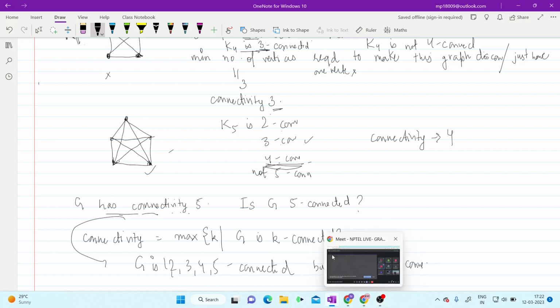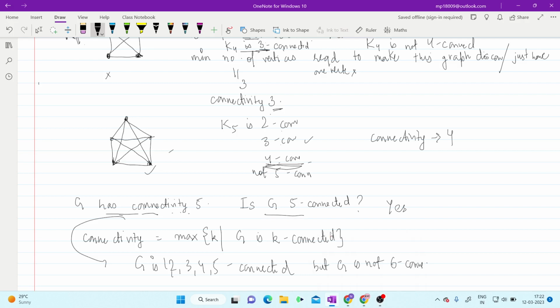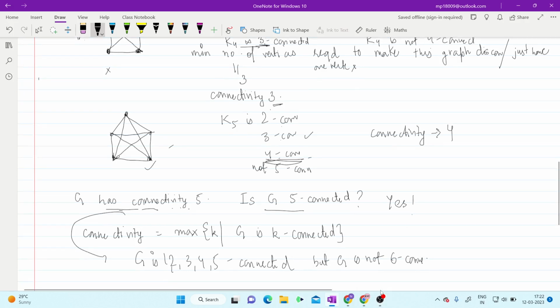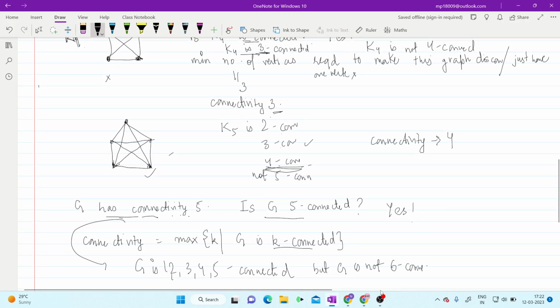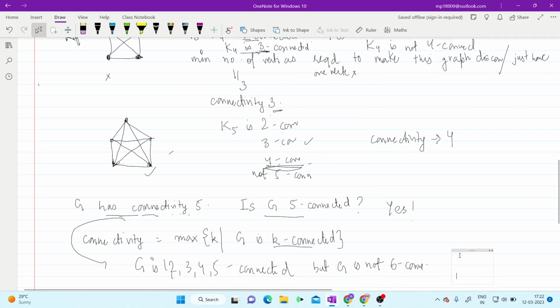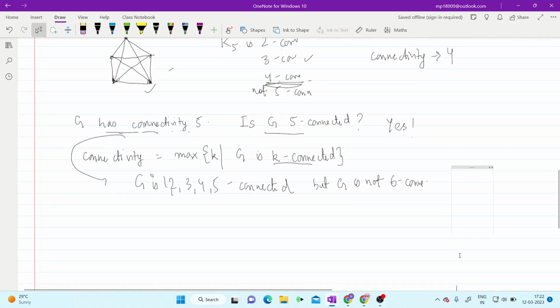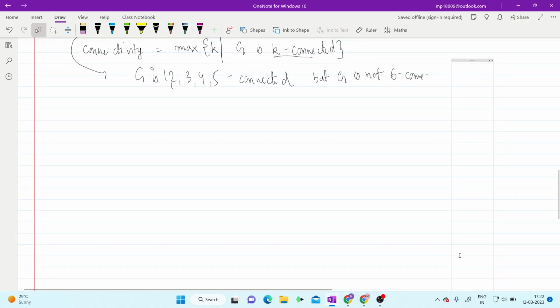Okay, ma'am. Thank you. So the answer to this is yes. There is a difference between K connectedness and connectivity. This is the precise difference. Now let's compute connectivity for some complete bipartite graphs. First of all, let's take K2,3.